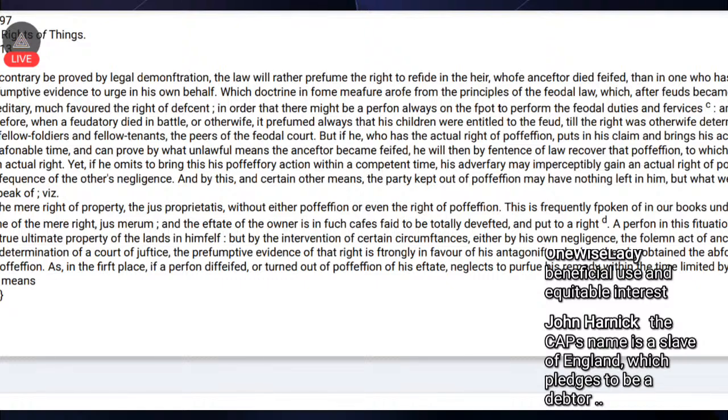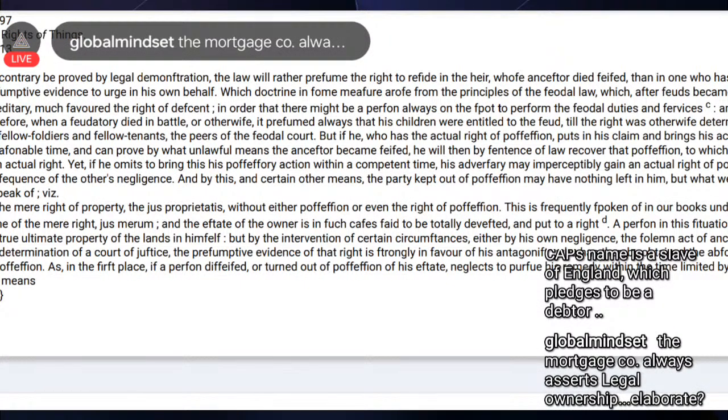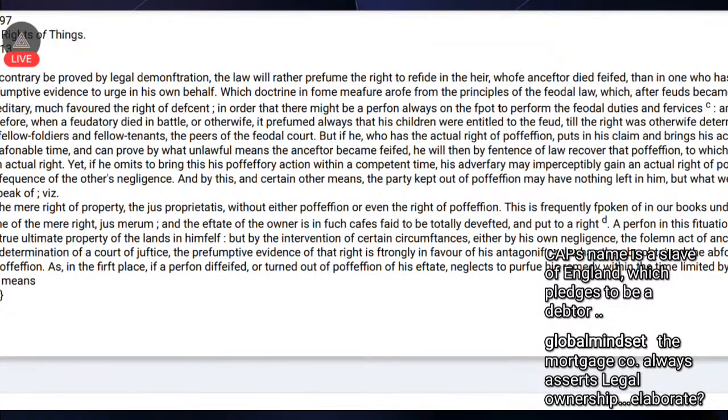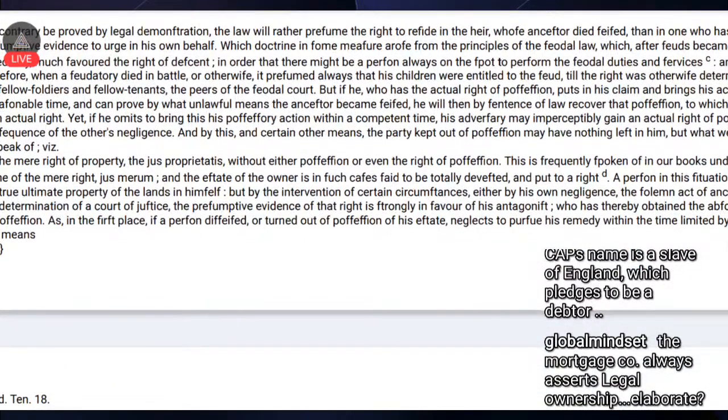of the feudal court. But if he who has the actual right of possession puts in his claim and brings his action within a reasonable time, and can prove by what unlawful means the ancestor became seized, he will then, by sentence of law, recover that possession to which he hath such actual right. Yet if he omits to bring this his possessory action within competent time, his adversary may imperceptibly gain an actual right of possession, in consequence of the other's negligence. And by this and certain other means, the party out of possession may have nothing left in him.